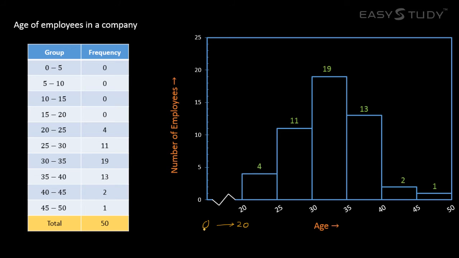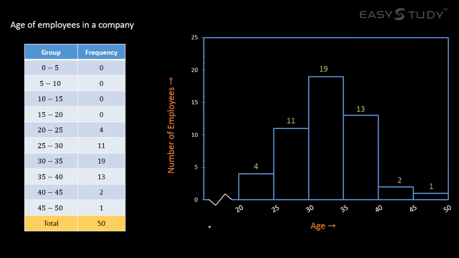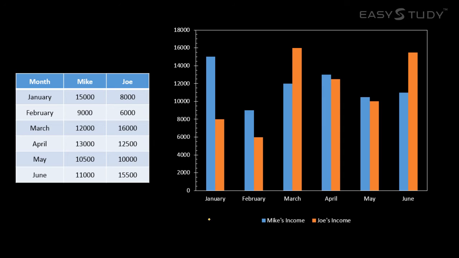There are so many other ways to plot a column-based graph. Let's see this graph. It shows comparison between Mike's and Joe's earning from January to June. This is also a bar graph. Here, we are drawing two columns per category, one column for Mike and another one for Joe.